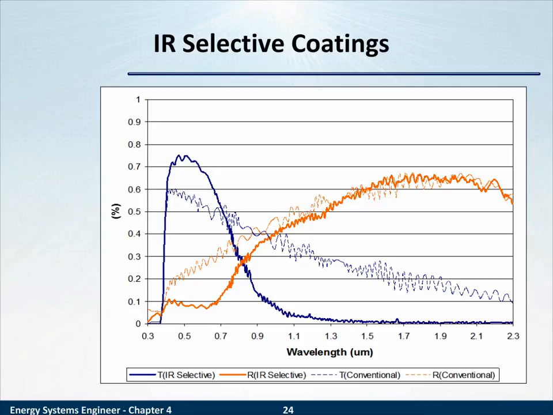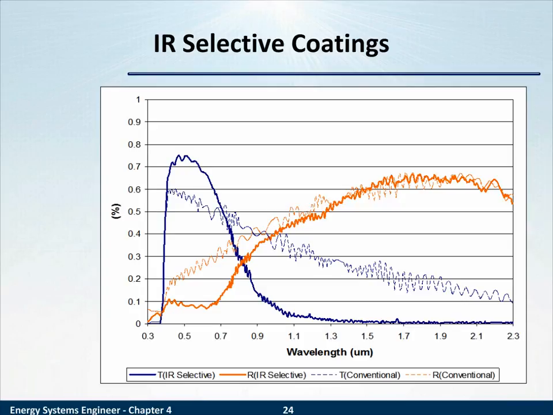Versus the transmission of the conventional film, if you integrate under that curve between 0.4 and 0.7, this conventional film has about 50%, 52% transmission. And then looking in the infrared, 0.7 to 1.5 microns, the transmission in the infrared selective film is much lower than the transmission for the conventional film or glass.